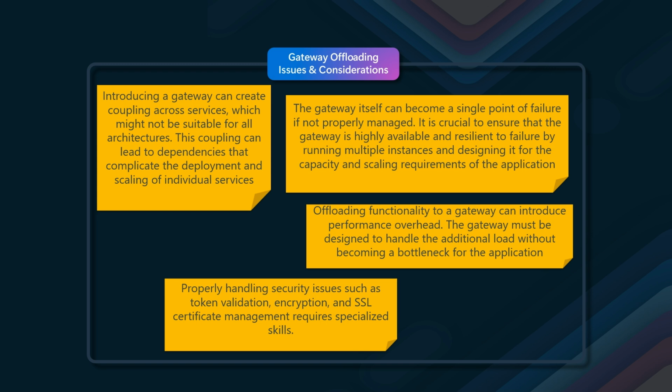It is crucial to ensure that the gateway is highly available and resilient to failures by running multiple instances and designing for capacity and scaling requirements of the application. Offloading functionality to a gateway can introduce performance overhead. The gateway must be designed to handle additional load without becoming the bottleneck for the application. This includes ensuring that the gateway can scale appropriately to meet the demands of the application.